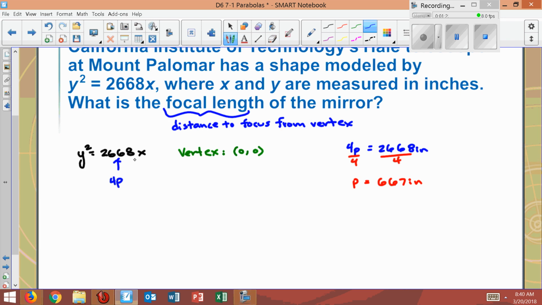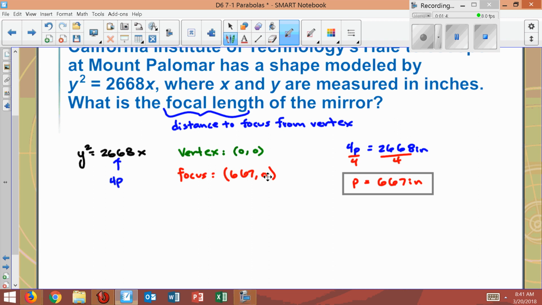Now, that p is next to x, and it's positive, so you'd add that to the x and say the focus would be located at 667, 0. And so you can see that there's a difference of 667 inches. This would be the focal length for all practical purposes.